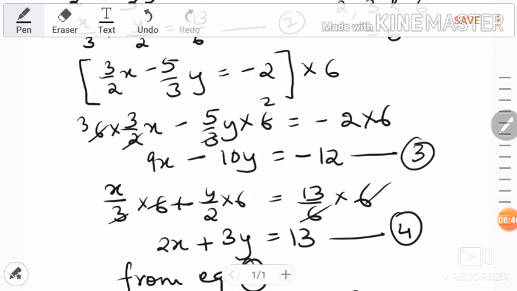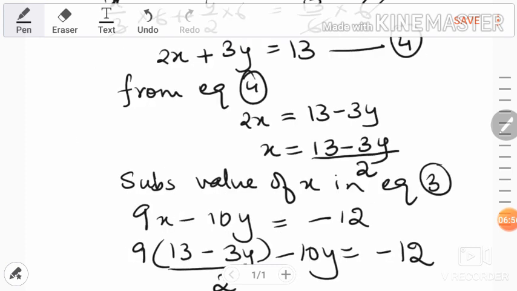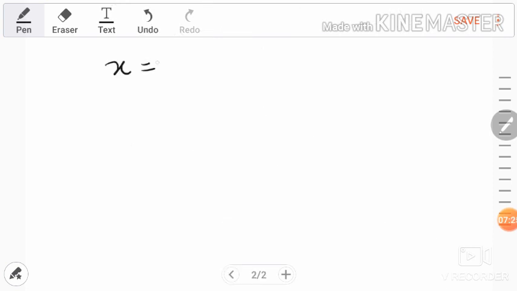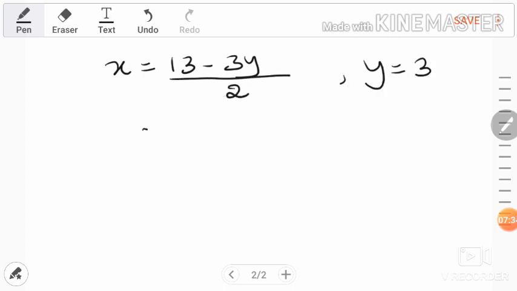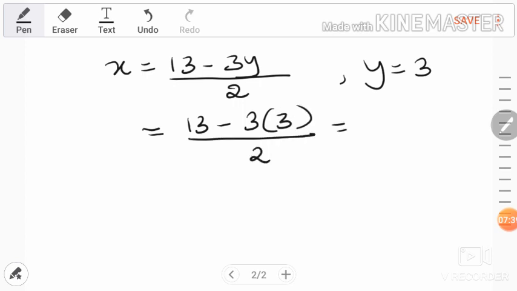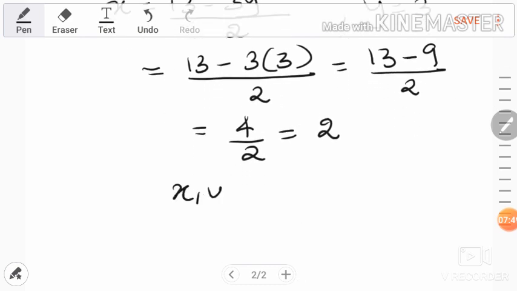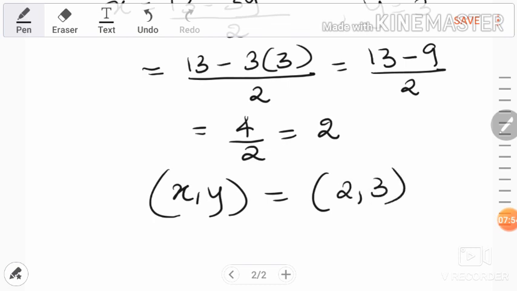This is to be substituted in equation 5. Substituting in this equation, 13 minus 3 times 3 whole divided by 2, 13 minus 9 divided by 2, that is 4 divided by 2. So value of x is 2. Therefore our solution is 2, 3.